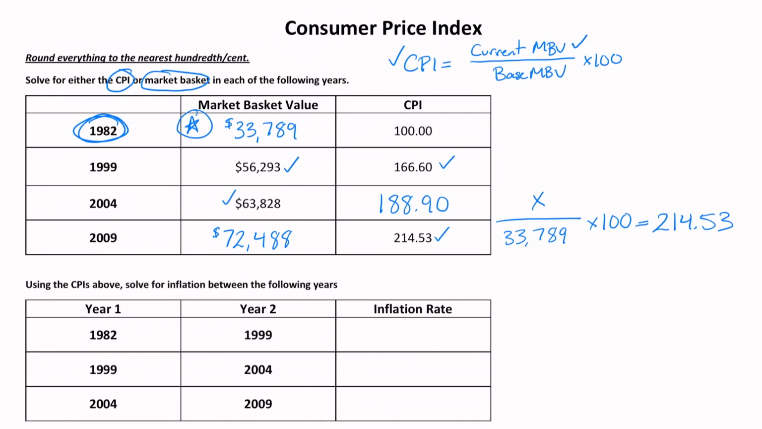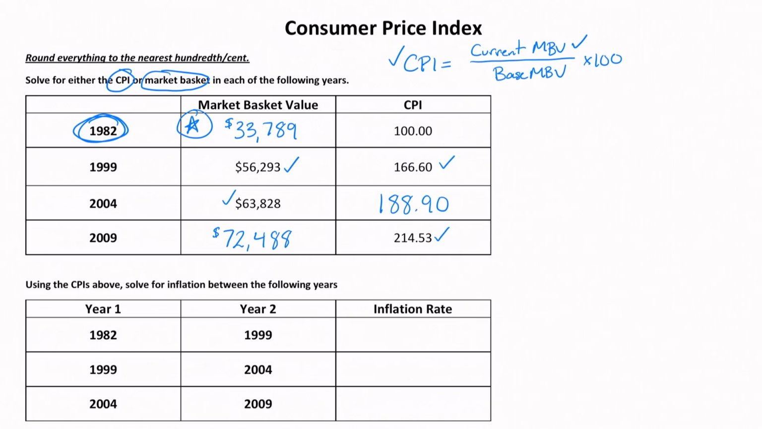All right. So there we've done it. We found our indexes, but what exactly do we do with our indexes? Well, remember, we use those in order to find how prices have changed from year to year. So it says using the CPIs above, solve for inflation in the following year. So between year 1 and year 2, when we're looking at from 82 to 99, 99 to 2004, 2004 to 2009. So let's start with this first one. We want to understand by how much did prices change from 1982 to 1999.